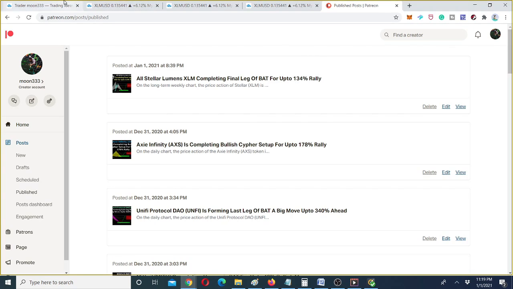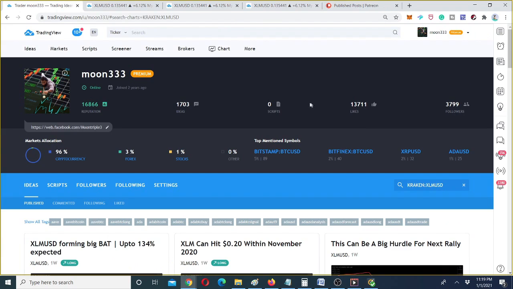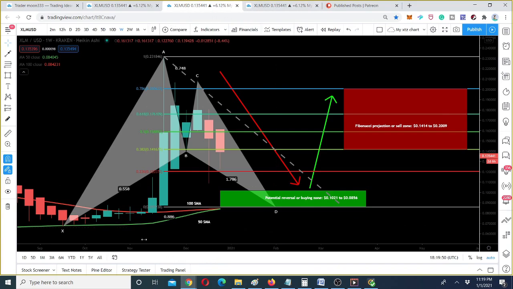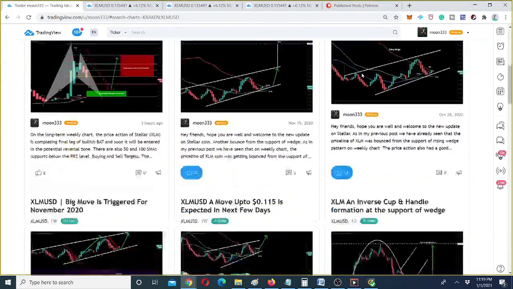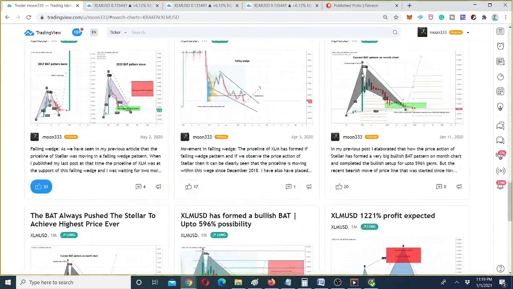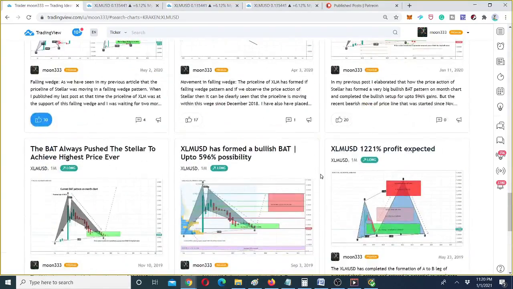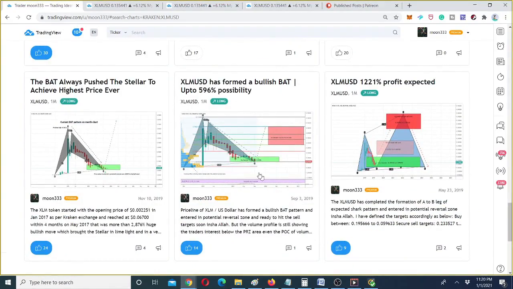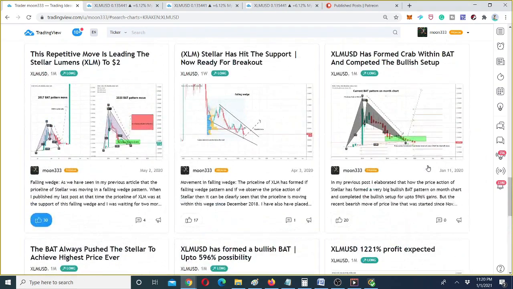Now, first of all, let me just show you my previous ideas that will give you a better understanding about this move of Stellar that formed recently on the long-term weekly chart. Previously, I shared this idea almost a year ago. You can see here I shared this idea in September 2019, then again in November 2019, and here in January 2020. And here I posted another follow-up chart, in May 2020.